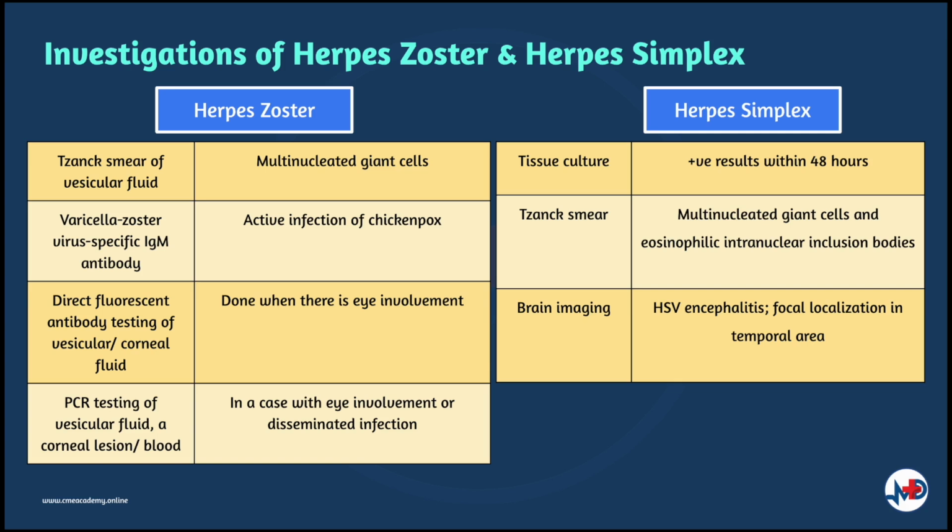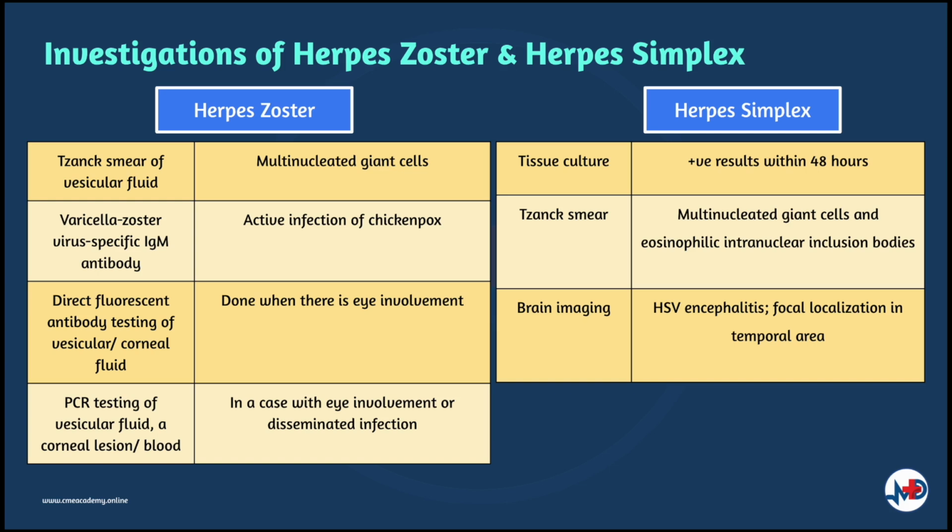For herpes zoster infection, a Tzanck smear of vesicular fluid may show multinucleated giant cells. You can also order a varicella zoster virus specific IgM antibody, which can show any active infection of chickenpox. For herpes simplex virus, you can do a tissue culture which should yield positive results within 48 hours. Doing a Tzanck smear may also be beneficial. You will see multinucleated giant cells and eosinophilic intranuclear inclusion bodies in patients who are herpes simplex virus positive.